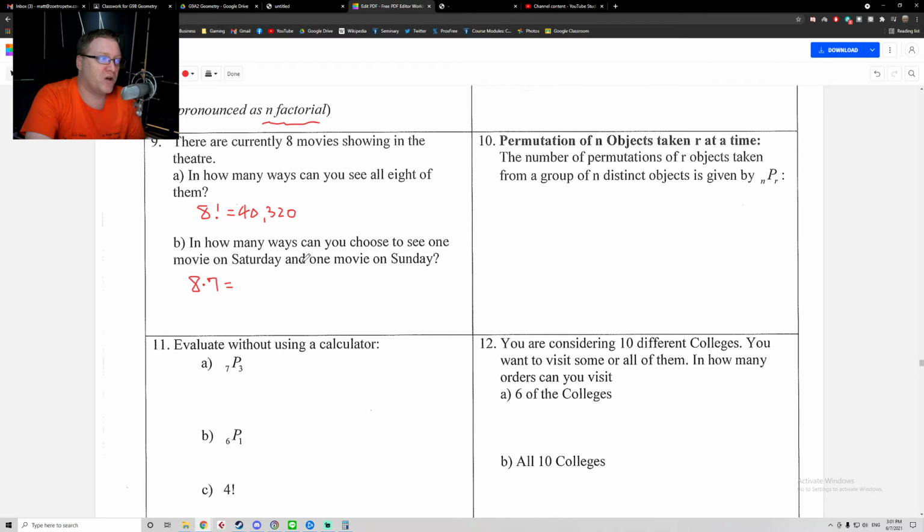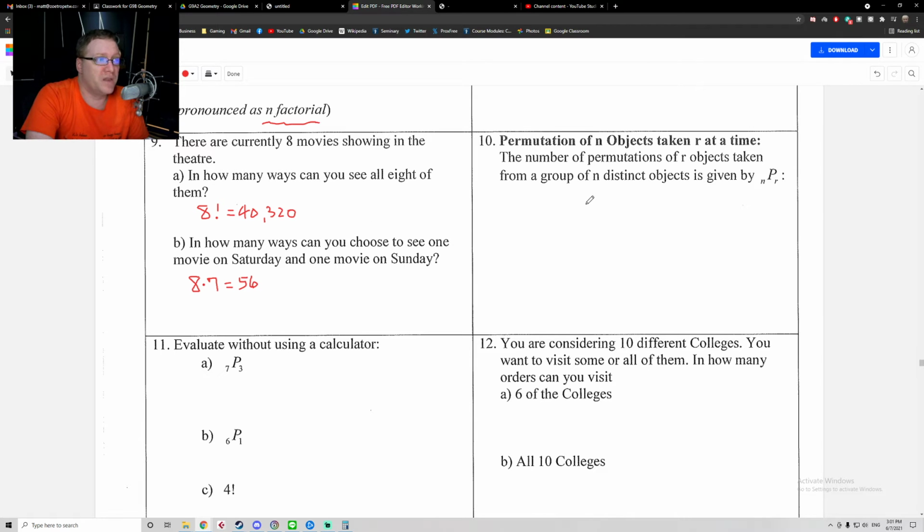So all in all, we can watch 8 different movies on Saturday, and then we have 7 different movies on Sunday. So 8 times 7 is 56.